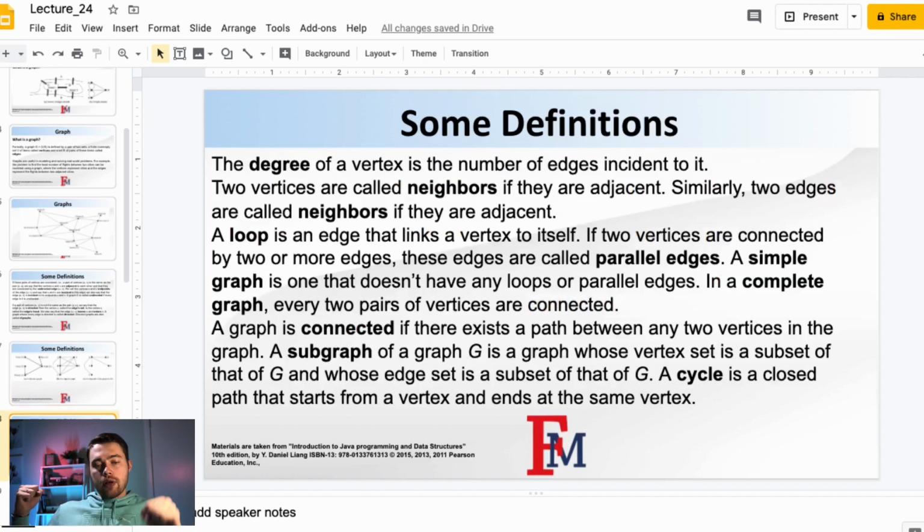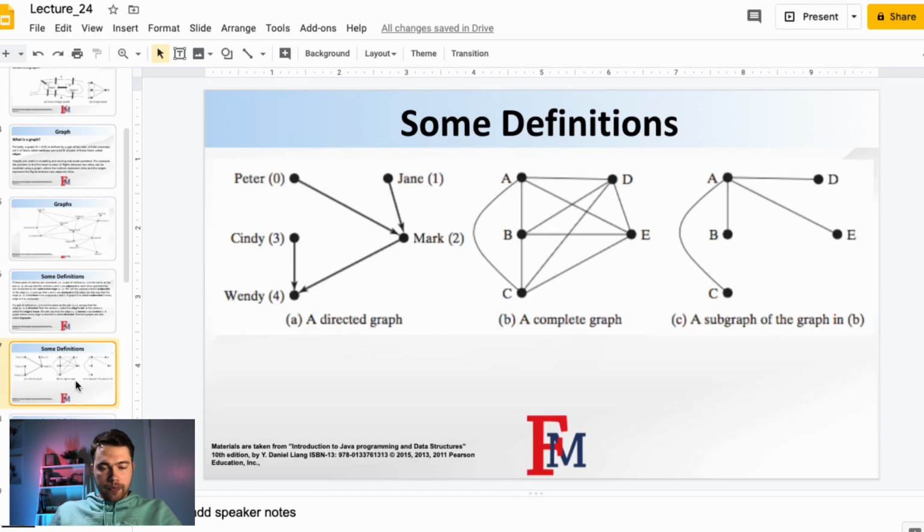The degree of a vertex is the number of edges it's incident to. For example, the degree of this vertex is 2. Why? Because it's incident to one edge, second edge. The degree of this vertex will be 1, 2, 3, 4. That's the degree.